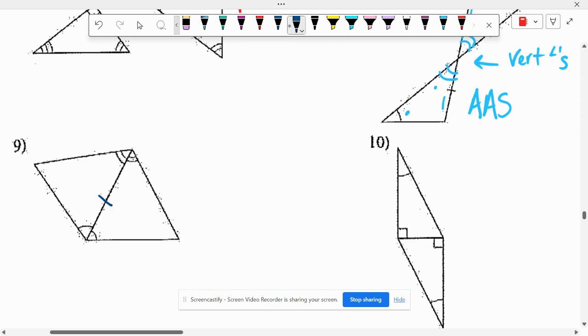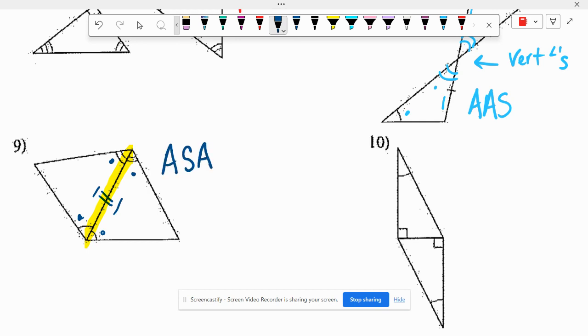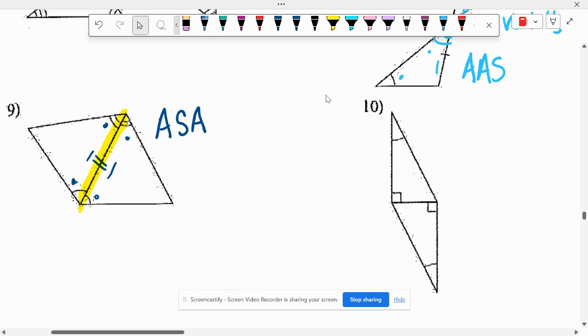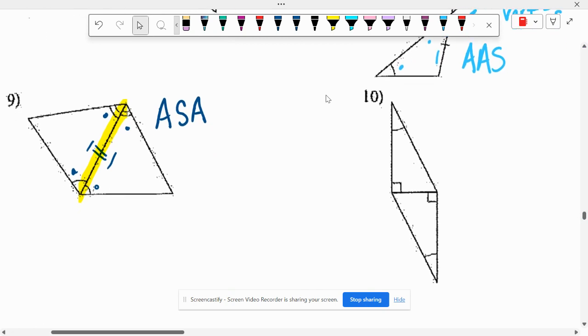Angle, side, angle. Who said that? Good job, Jack. Angle, side, angle. Because I have this included side, right? That included side. So I have angle, side, angle. Is this making more sense? Yes. Okay. What about this next one, number 10?